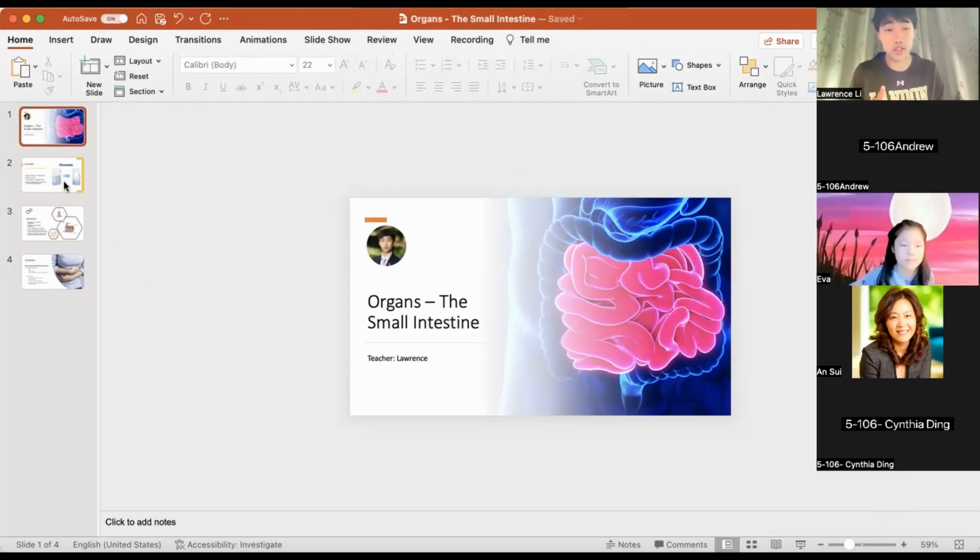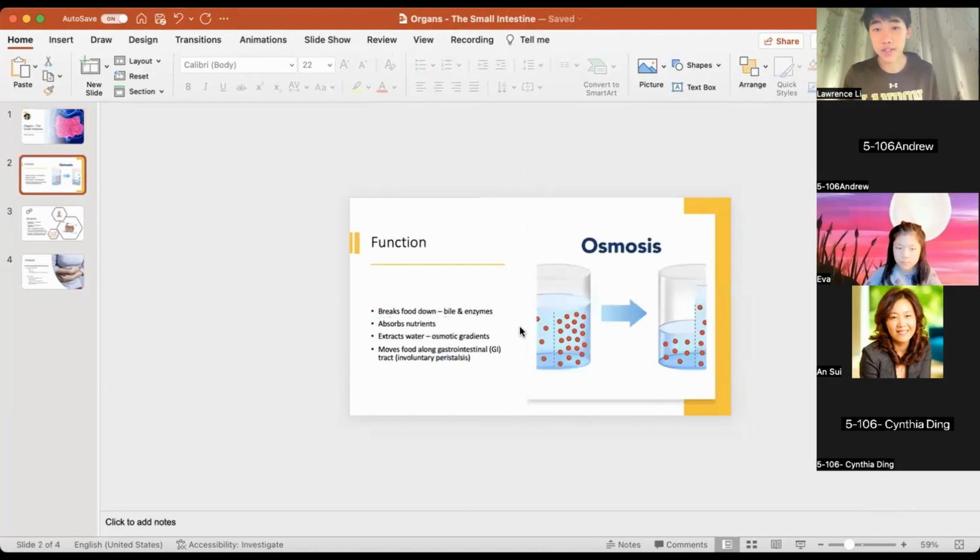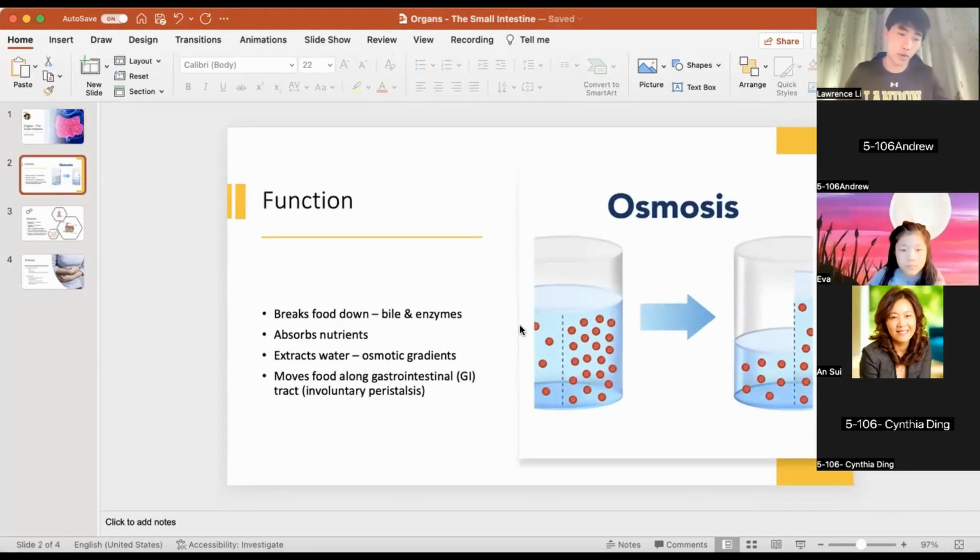Today we're going to be talking about the small intestine. Let's get started. I'm going to stand up and show you where the small intestine is. If you look at my body, this is my waist. My small intestine is right here. My stomach is around here. This is my small intestine. This is where all the nutrients get absorbed in my body.